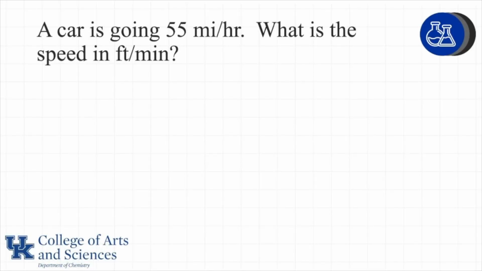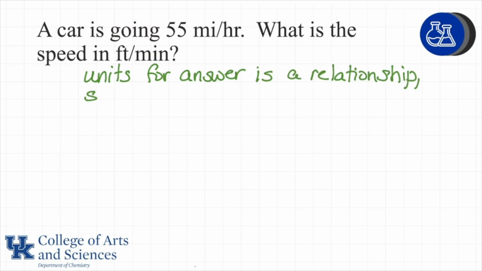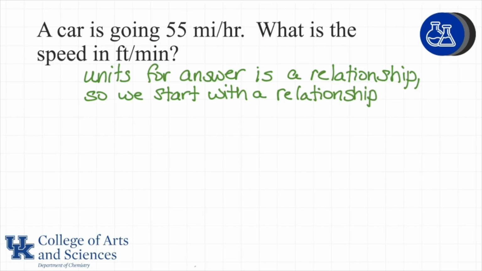In this example, we'll look at what happens when we start with a compound unit, or a unit where there's some relationship between units. A car is going 55 miles per hour. What is the speed in feet per minute? The units for the answer is a relationship between feet and minutes. Therefore, I need to start my setup with a relationship between two units of distance over time.